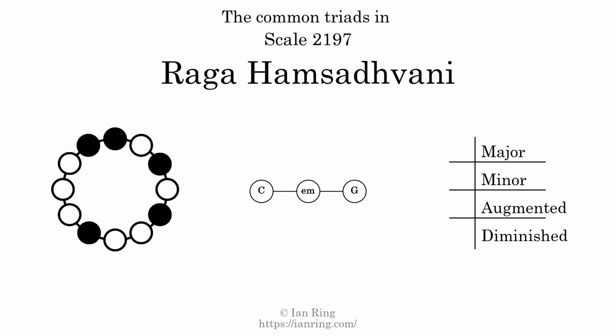The diagram in the center is a graph of parsimonious voice leading between triads. There are 2 major triads. There is 1 minor triad. There are no augmented triads. There are no diminished triads. Here is a Hamiltonian path of parsimonious voice leading that uses all the triads.